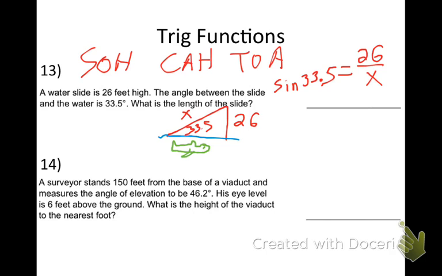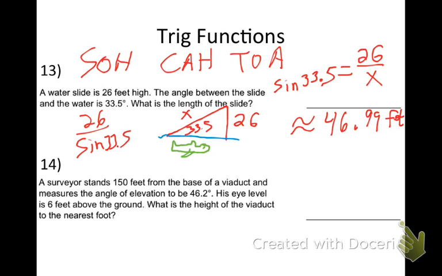All right, so let's look at 13 here. Andy, what'd you get for an answer? 46.99. 46.99, what we got? Feet. We'd say feet, nice job. And again, what you would do there is you'd take 26 divided by the sine of 33.5. Okay? It depends how you round. If you round differently, it's pretty close.